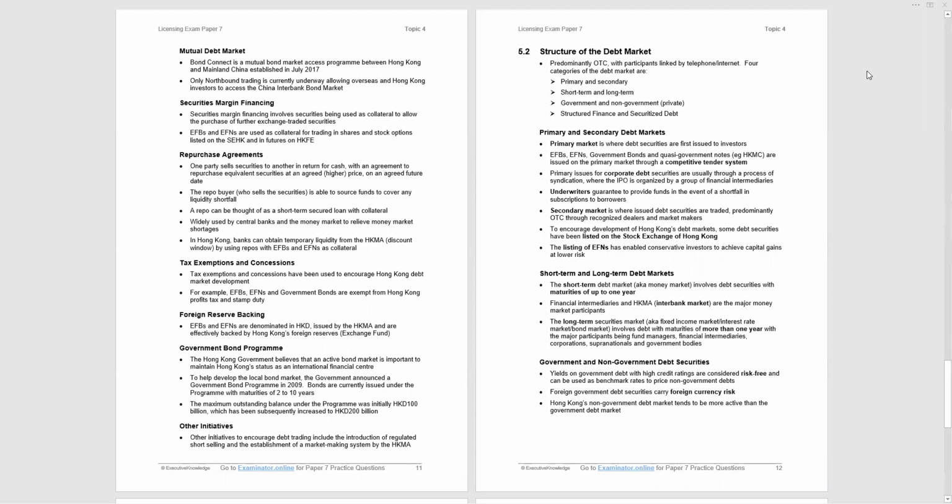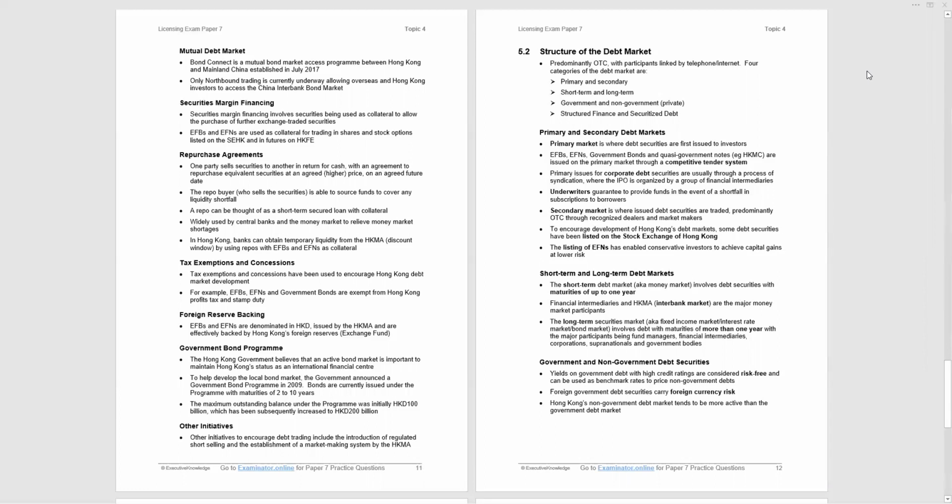Securities margin financing is where financiers lend money to investors to enable them to buy listed securities. So the investors put forward a margin themselves, and the lender, the financier, will lend the remainder. And the point that's been made here is that the exchange fund bills and the exchange fund notes are used as collateral for trading in shares and stock options listed on the stock exchange, and futures on the futures exchange, but also as securities margin financing collateral as well. Now, repurchase agreements, we need to be aware of this because questions can pop up and it's quite technical.